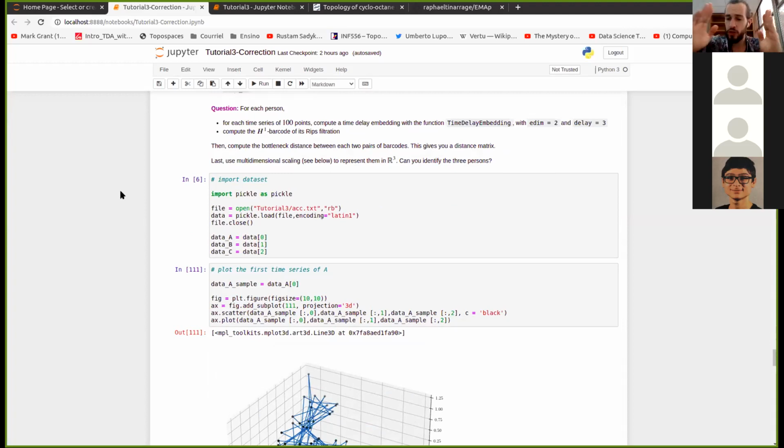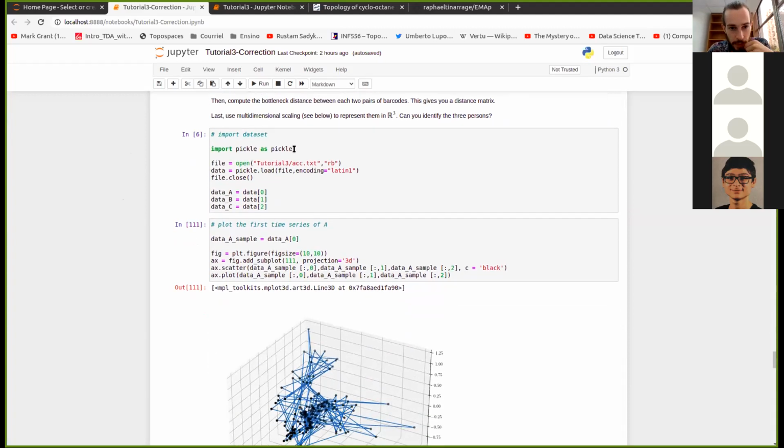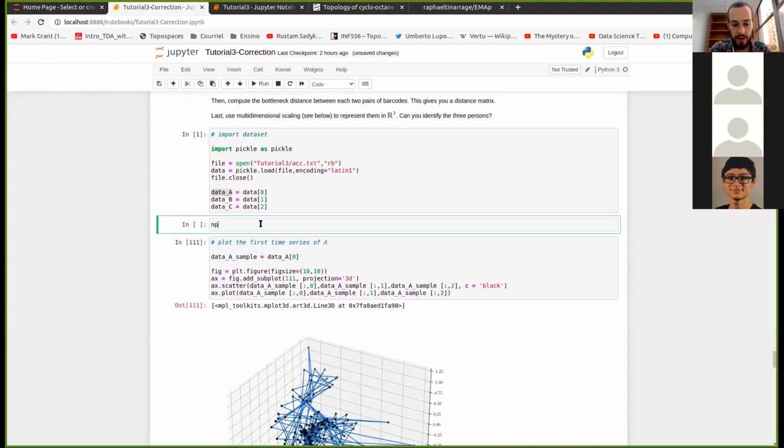We will just take the three-dimensional time series as it is and consider the corresponding point cloud in R3. Okay, let me show you that. So I import the data set here. I have the three persons, data A, data B, and data C. And data A.